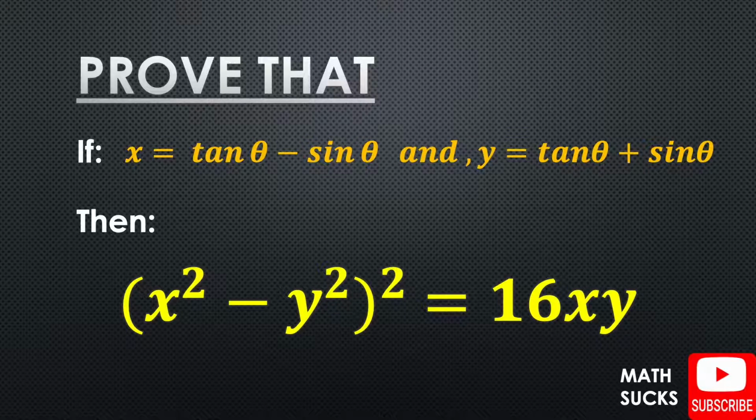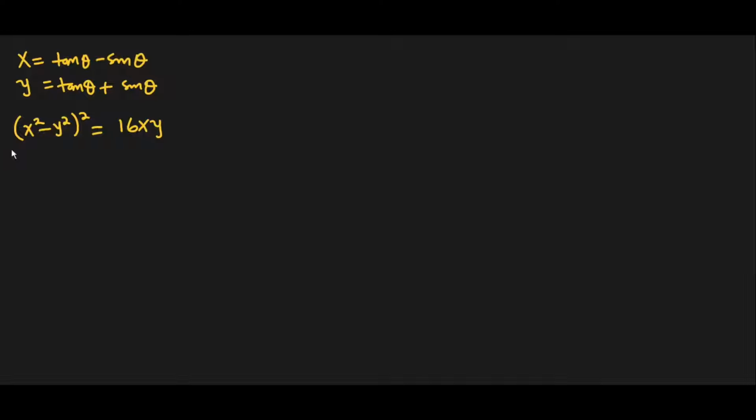In this video, we are going to solve this problem that says if x equals tan theta minus sin theta and y equals tan theta plus sin theta, then prove that (x squared minus y squared) the whole thing squared is equal to 16xy. So how do we approach this?